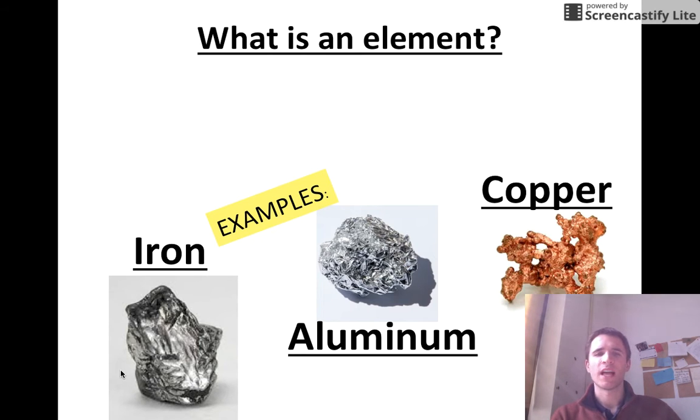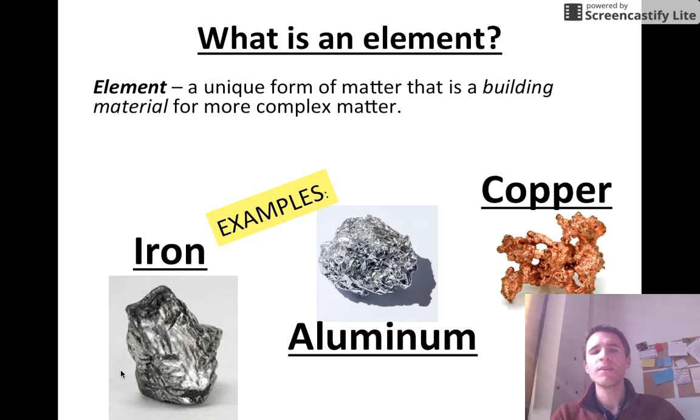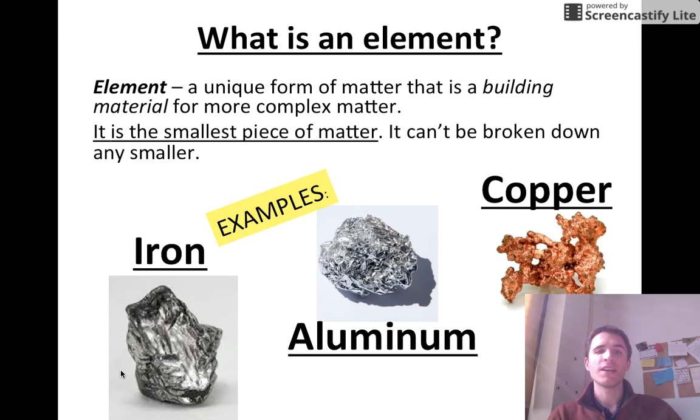First off, what is an element? Let's get a definition. An element is a unique form of matter that is a building material for more complex matter. In other words, you need it to build more complex things, right? An element is the smallest piece of matter. You can't break down matter any smaller than the elemental level. Some examples of elements include things like iron, aluminum, and copper.